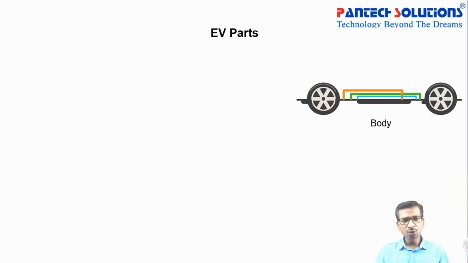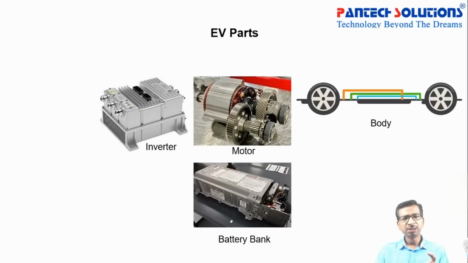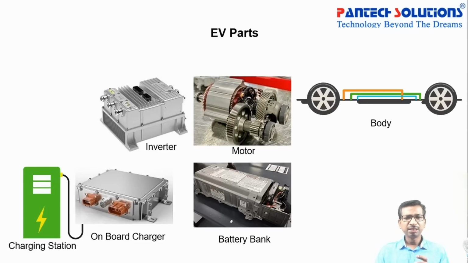And if you go into detail about the EV parts, these are some parts. The first one is the body. The body is driven by the motor. The motor is controlled by the inverter, right? The inverter takes power from the battery bank. The battery receives its source from the onboard charger, and that charger is powered by the charging stations. So this is the single line diagram of the EV parts.